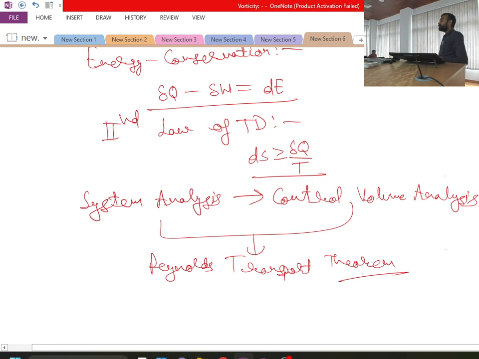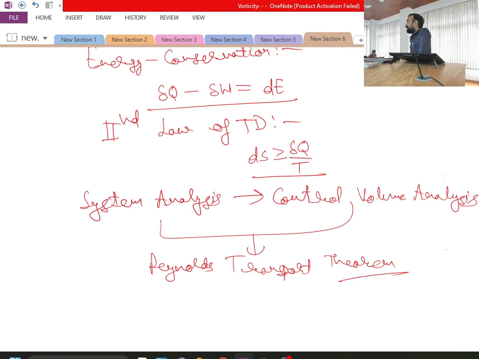Okay, so a theorem which converts system analysis into the control volume analysis is a very important theorem in fluid flow, because whenever we talk about fluid mechanics, we always have to consider the control volume approach. But our governing laws are already readily available in the system approach. So somehow we have to convert these governing laws from the system approach to the control volume approach. This can be done with the help of the Reynolds transport theorem.